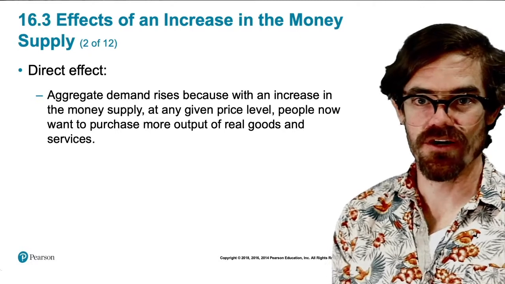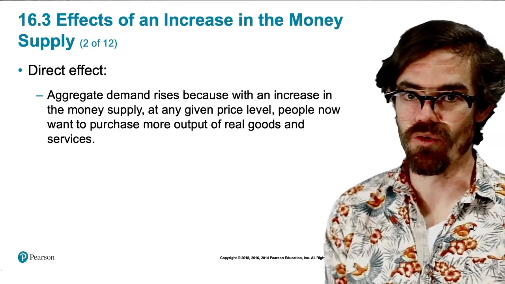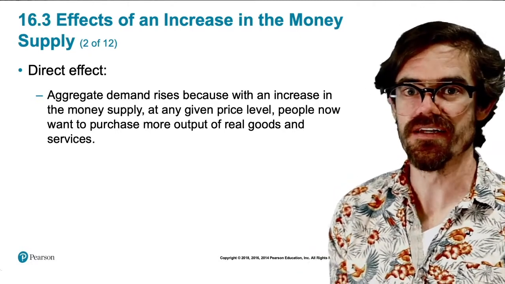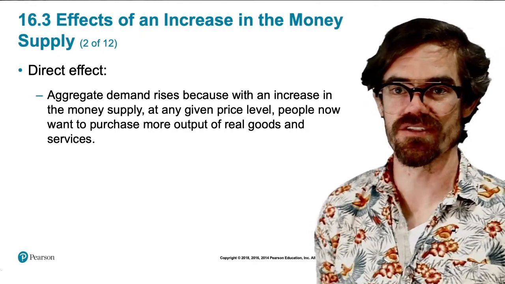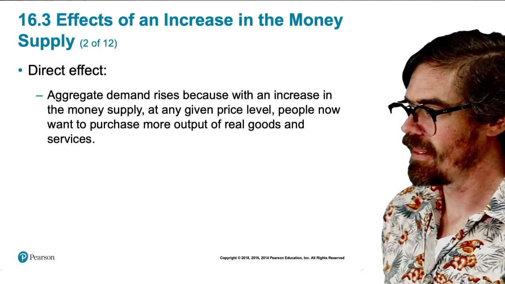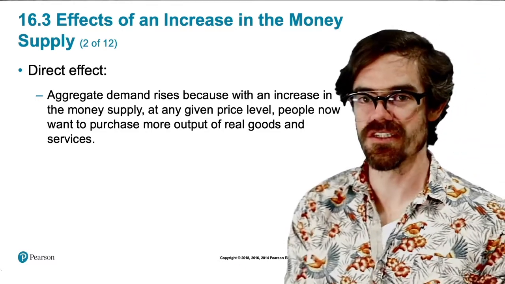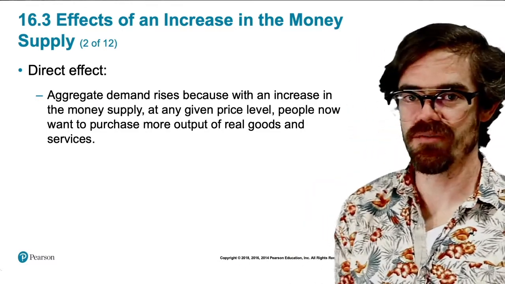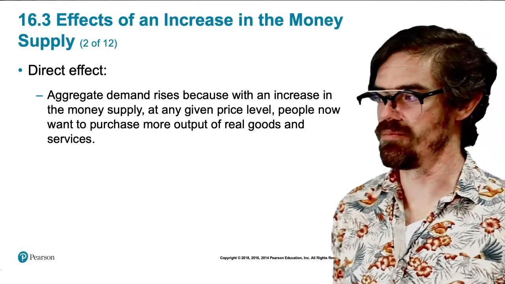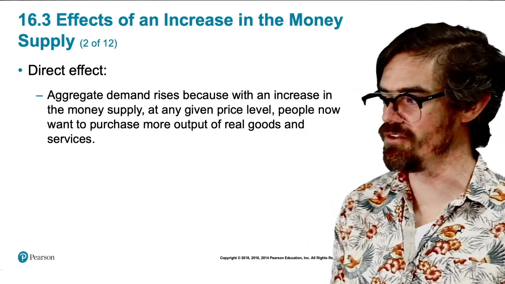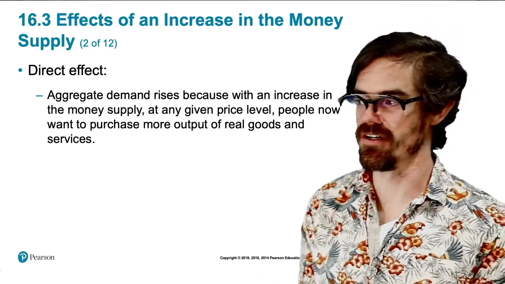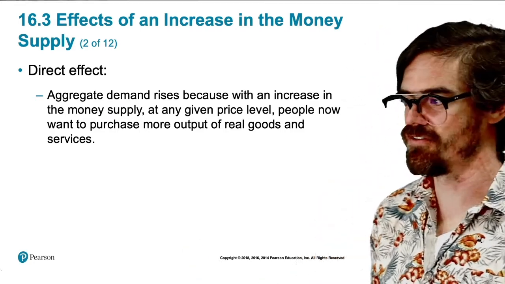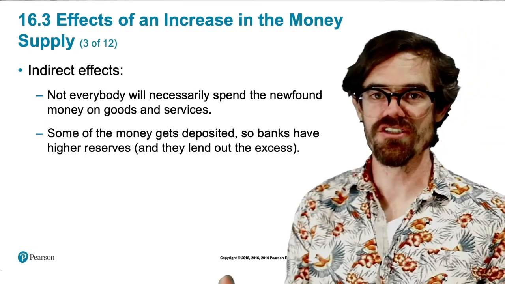All right, so there's going to be, first of all, a direct effect. Aggregate demand would go up, right? Just like I said, you'd more than likely go out and spend this money, and that would increase aggregate demand because your disposable income has gone up, right? So basically, with an increase in the money supply, at any given price level, people now want to purchase more real goods and services. Okay, so again, this is an increase in aggregate demand. That's the direct effect. But there's also some indirect effects.